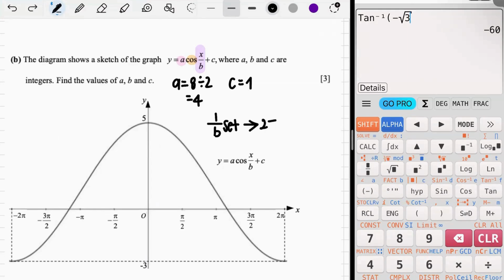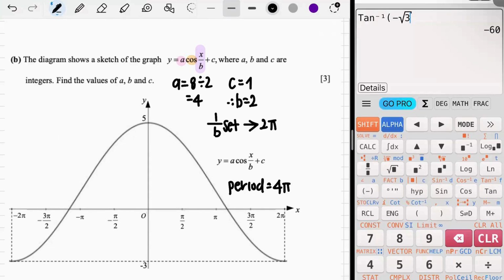So you look at the period of your graph, because if I go back like that, you can understand that my period is actually 4 pi. So for 4 pi is one whole set. So when you have 2 pi only, what happens? You only get half a set. That's why from here, my b is equal to 2. So it's 4 cosine x over 2 plus 1. All right, so that's one way to do it.